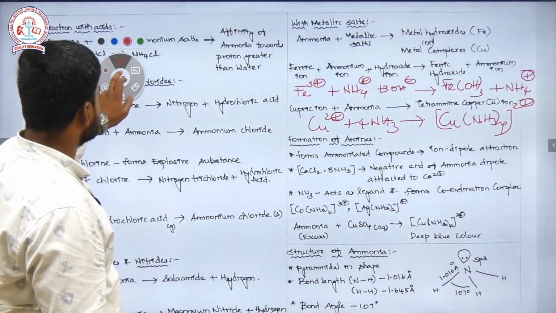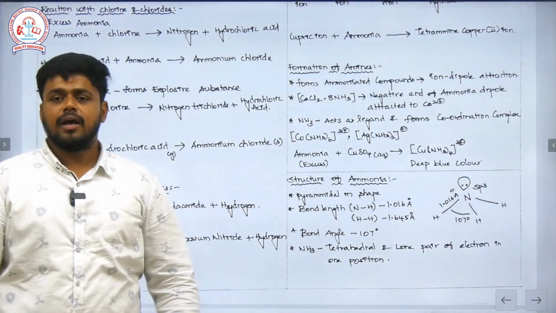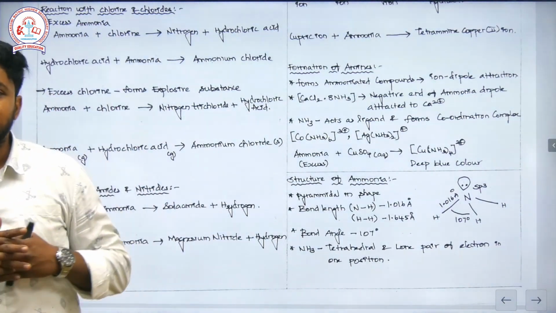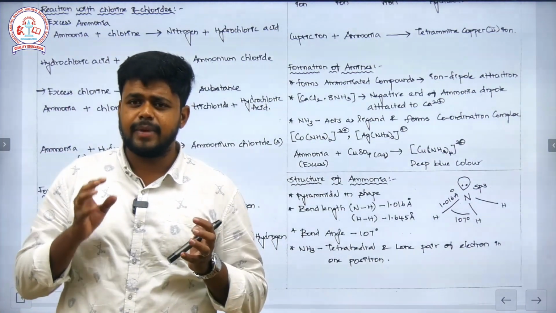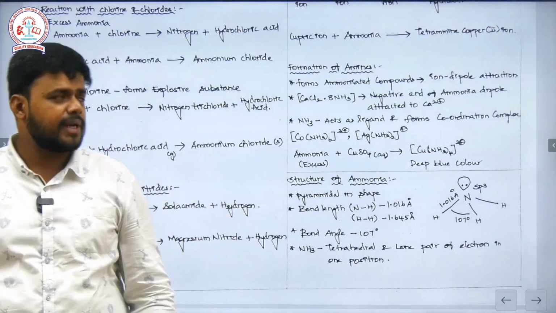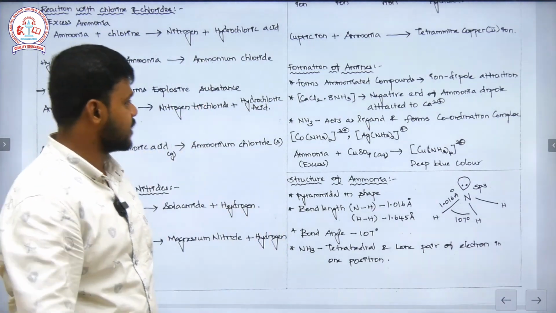Then regarding the formation of ammines. Formation of ammines actually includes dipole-dipole attraction, because the presence of the lone pair of electrons over the nitrogen makes it act as a dipole, which is electron rich, right? So charge separation will actually happen here. So ammoniated compounds are formed by dipole-dipole and ion-dipole interaction.